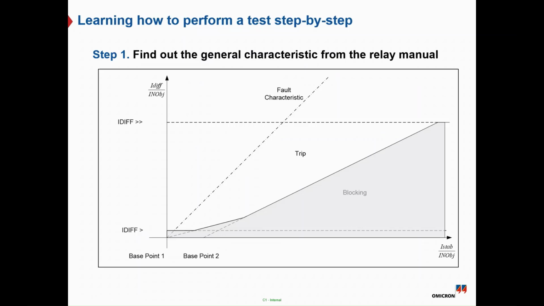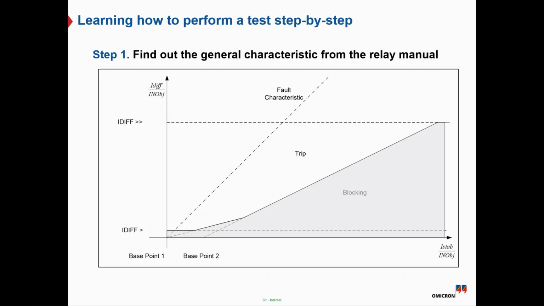So now we will learn how to perform a test or how to draw the dual slope characteristic step by step for one relay example, as you can see here. So the first step, you have to find out the general characteristic from the relay protection manual. As you can see here, we can define the IDIF and the I bias characteristic by some parameter values like the IDIF minimum or IDIF greater.